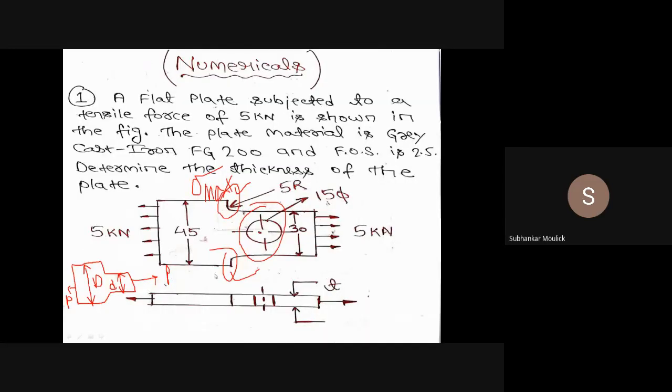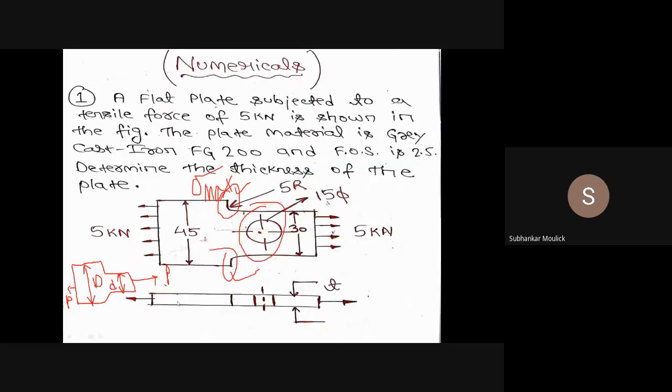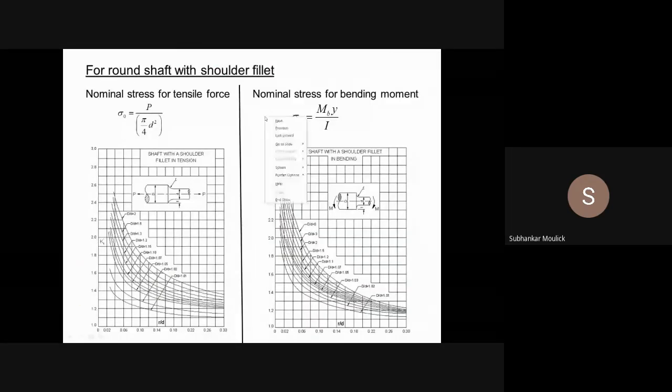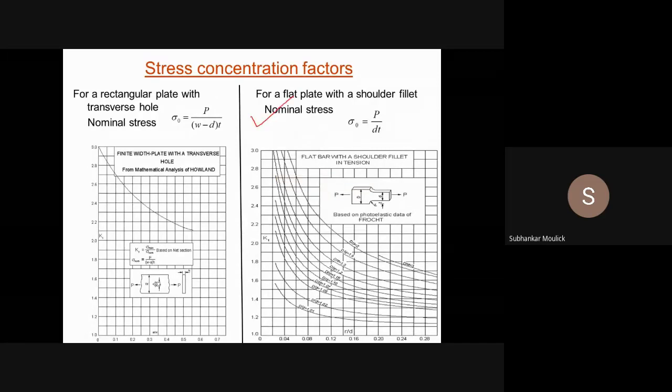It is a bar. Plate means a rectangular cross-section plate subjected to a tensile force with a shoulder fillet. That means this entire diagram matches the second diagram of my design data book. Sorry, not this one, that is this one. Yes, this one. Yes or no?